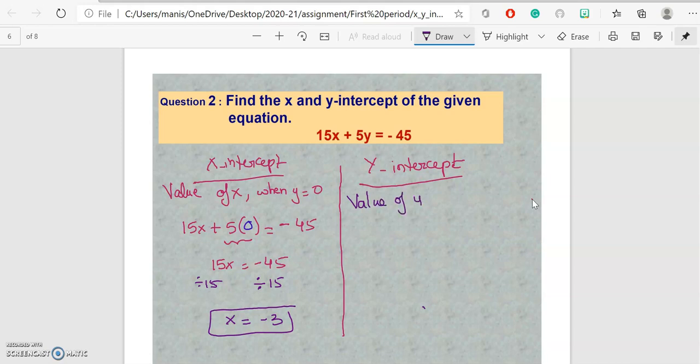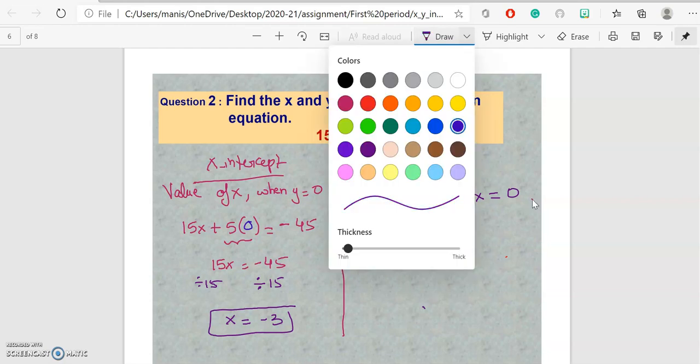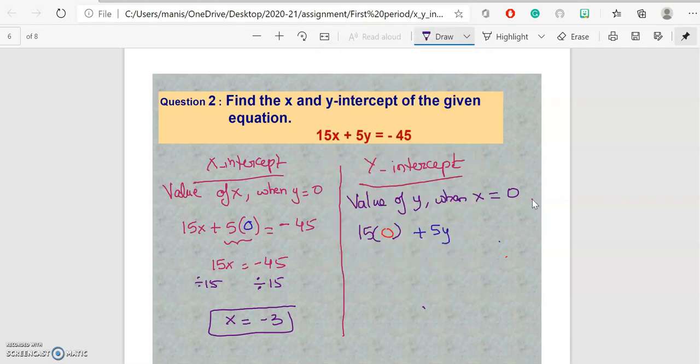Now the next part is for the y-intercept. Our definition is value of y when x is equal to 0. So when I write 15 times 0, this part will be 0, because the value of y when x is 0, that's our definition, plus 5y is equal to -45. 15 times 0 is 0. It gives me 5y is equal to -45, and divide by 5, and the value of y is -9. So this is our answer for this question.